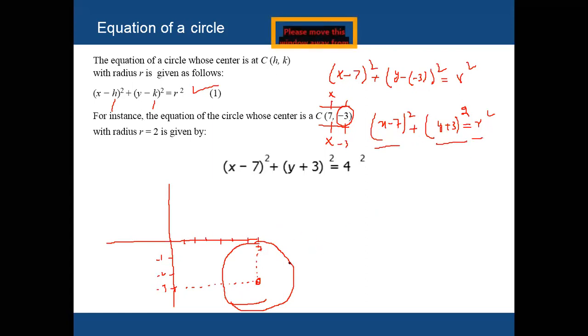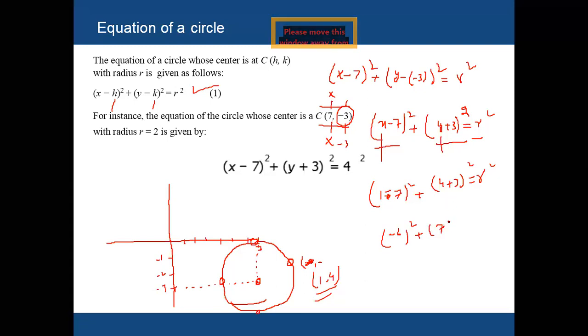If we know any points on the boundary, let's suppose we have a point like 1 and 4, any point, then we can find the radius just by putting the values of x and y in this equation. The point given is 1, 4. So (1 minus 7) whole square plus (4 plus 3) whole square equal to r square. So 1 minus 7 is minus 6 whole square.